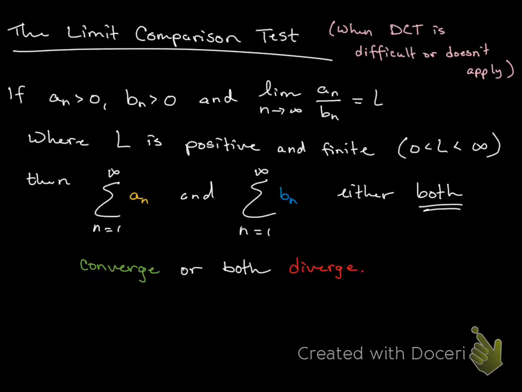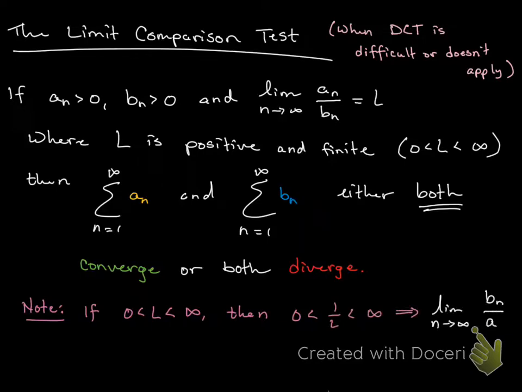Note here that it doesn't matter whether I have a sub n in the numerator or b sub n. If L is finite and positive, then so is 1 over L. So therefore, it doesn't matter if b sub n is my numerator or a sub n is your numerator. You'll see me do both. You can pick a scheme and stick with it. It doesn't so much matter.